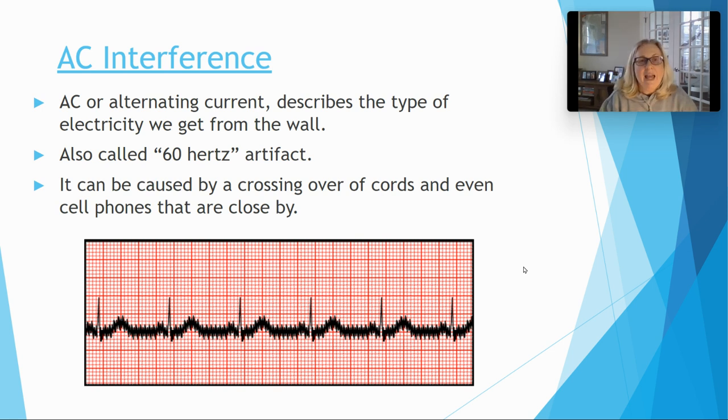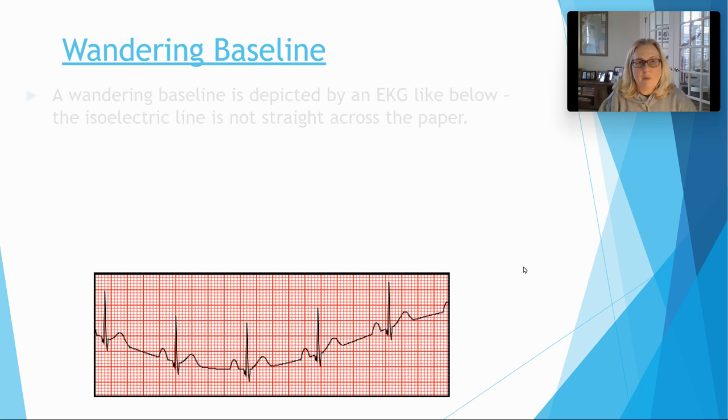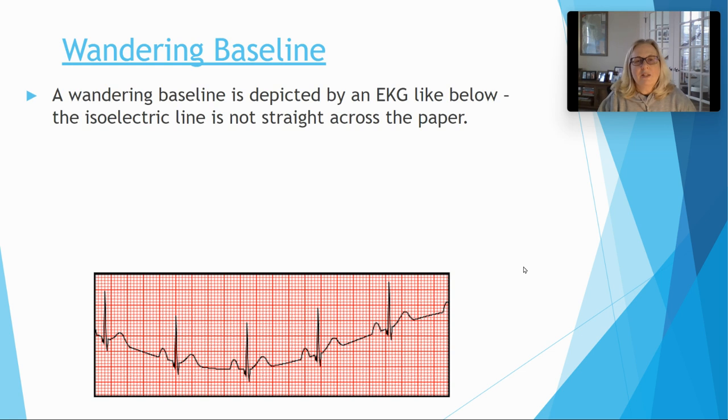Okay. And the last type of artifact is called wandering baseline. So this wandering baseline is, you can see it's not straight across. It does this sort of thing. It's mimicking the breath patterns is what it's doing. So it's not straight across. The isoelectric line is wonky. And it's mimicking the breath patterns. Every time it goes up, that person's breathing in. Every time it goes down, the person's breathing out.